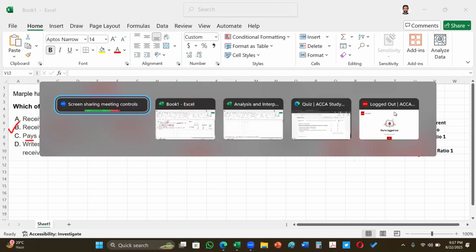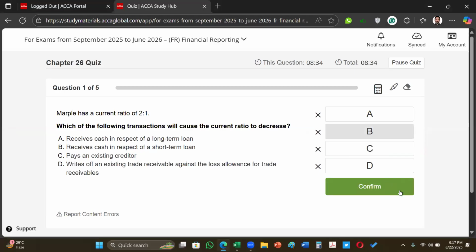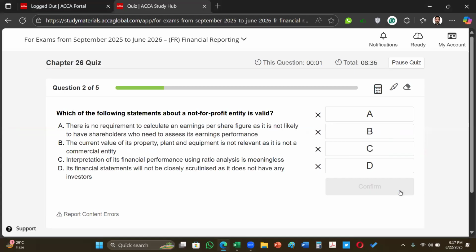So we move on to the next one here. Let's take the right answer here. We say that option B is correct here, as we have discussed. Moving on to the next one here. This is about a not-for-profit entity. Let's see which of the following about a not-for-profit entity is valid.